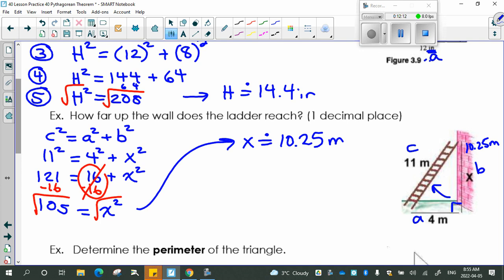Put it on your triangle so you can make sure it makes sense. It's smaller than the hypotenuse, so we probably did it right. Okay, legs have to be smaller than the hypotenuse. So the ladder reaches 10.25 meters up the wall.